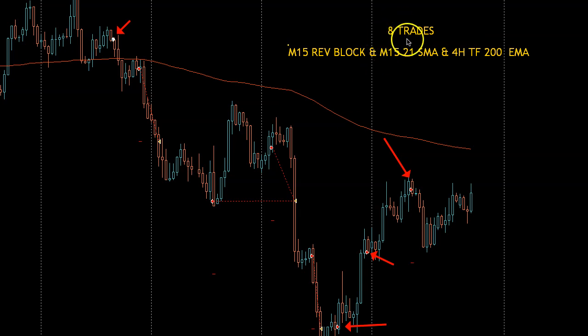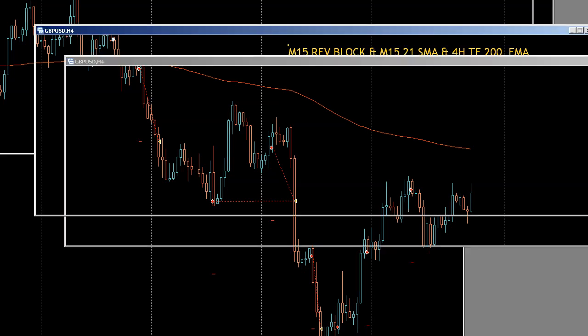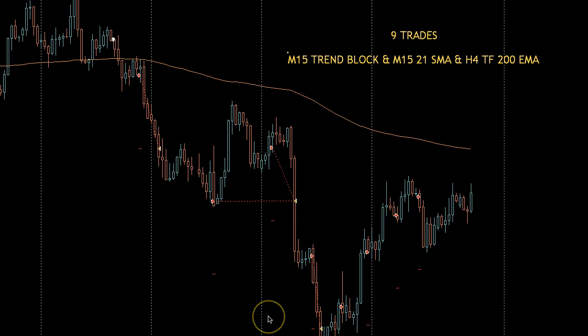So in here we got 8 trades, much better than the previous one, just by adding one simple filter, which was the 21 simple moving average. So we're using 2 types of moving averages: one on the same time frame and one as a trend on a higher time frame. Okay, simple. Now let's take a look at another example, just tweaking the information.